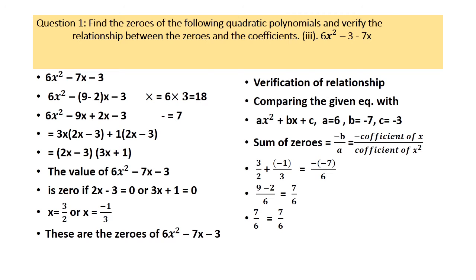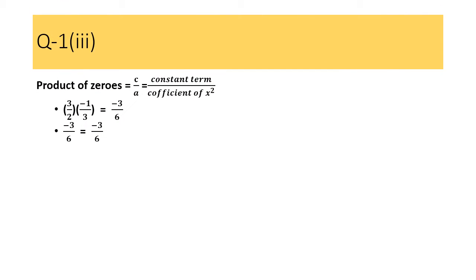Second part: product of zeros is c upon a, constant term upon coefficient of x². So the product of these zeros, 3 upon 2 into minus 1 upon 3, is minus 3 upon 6, and on the other side the value of c is −3 and a is 6. So this is the third part of question first.